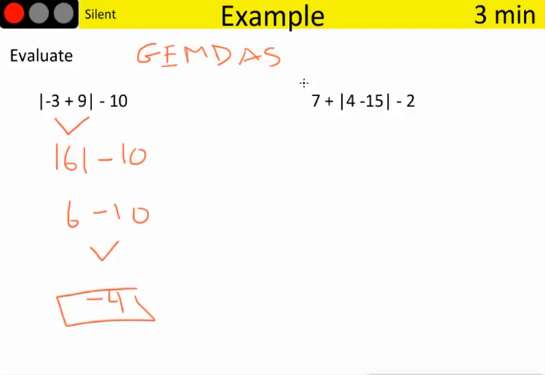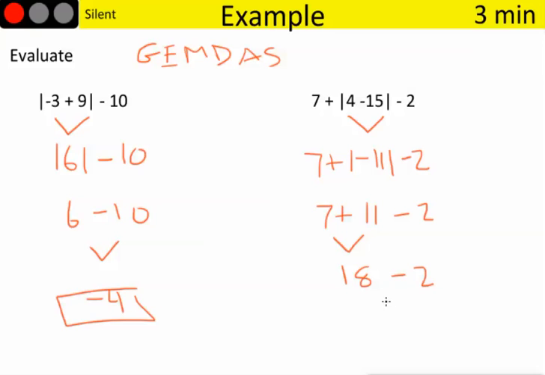Again, first thing on our list, grouping symbols. 4 minus 15 is negative 11. So I'm going to bring down the absolute value of negative 11 and bring everything else down as well. Now the absolute value of negative 11 is 11. Bring down everything else. Now from left to right, we're going to add and subtract. So 7 plus 11 is 18. And 18 minus 2 is 16.